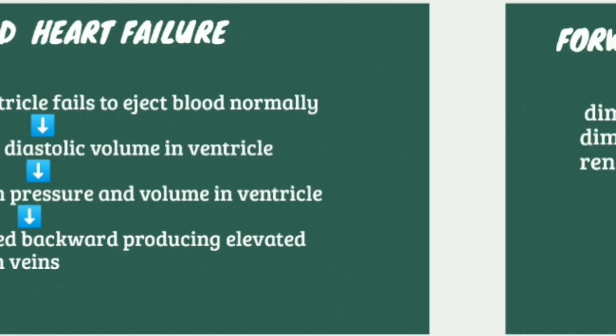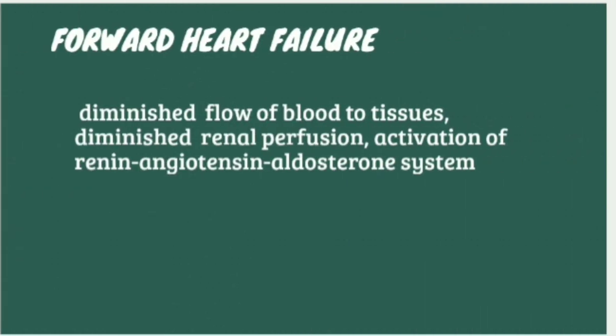Next, let's see forward heart failure. According to this hypothesis, we already discussed that heart failure is the inability of our heart to pump enough blood, right? As a result of this, there will be diminished flow of blood to the tissues, especially diminished renal perfusion and activation of the renin-angiotensin-aldosterone system.